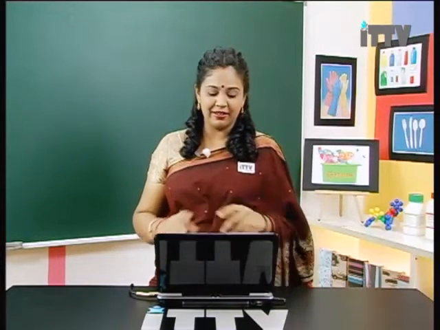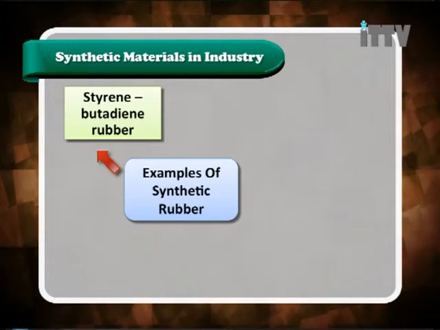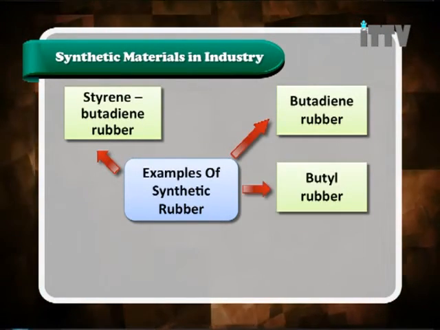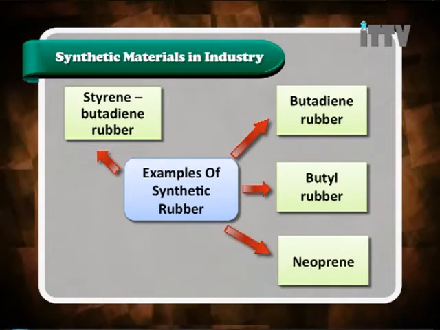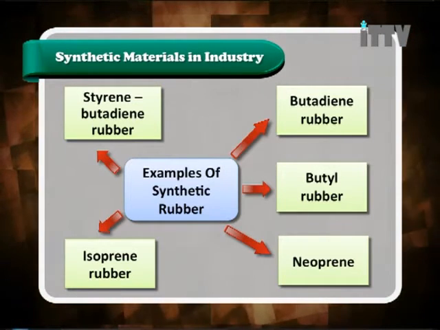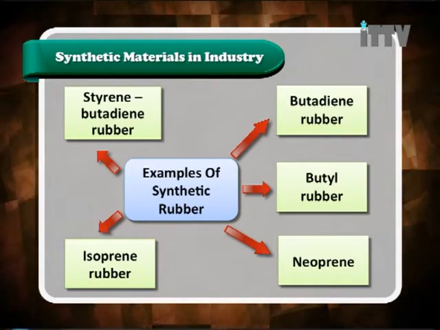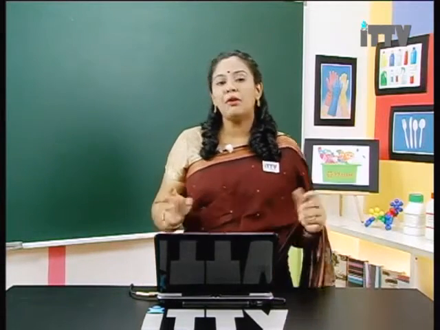Let's look at some of the examples of synthetic rubber. Examples of synthetic rubber are styrene butadiene rubber, butadiene rubber, butyl rubber, neoprene, and isoprene rubber. Synthetic rubber is used to make tires, shoe soles, gloves, cables, and hoses. So we have seen some of the materials made from synthetic rubber, and it is useful in our household environment.